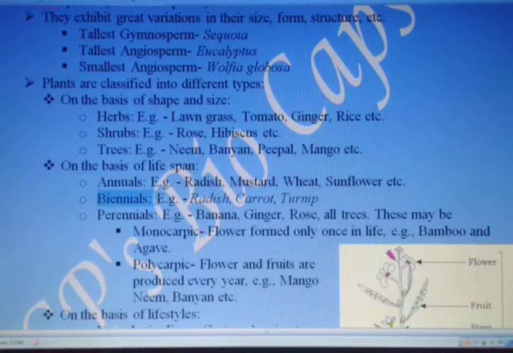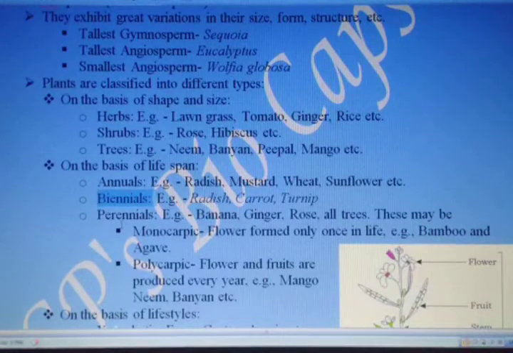The second one is biennials. They complete their life cycle in 2 years or otherwise 2 seasons. For example here, radish, carrot and turnip. All three, we eat their roots, because in their roots they store the food. In the first season they complete, you can say, the vegetative growth, and during that time generally we eat away the roots. But if suppose these are left in the field, then what happens? The stem grows, branches develop and flowering takes place.